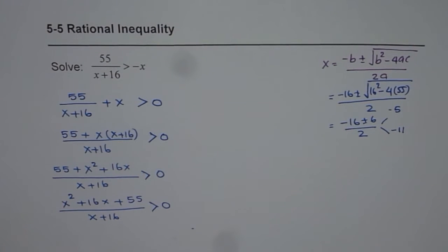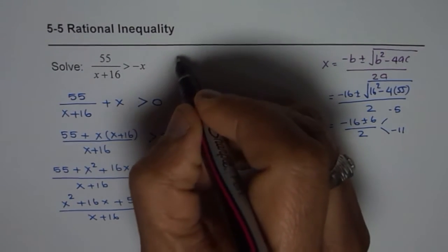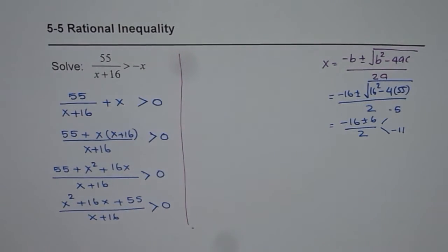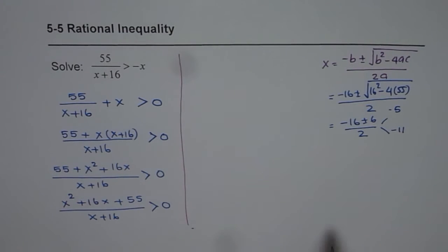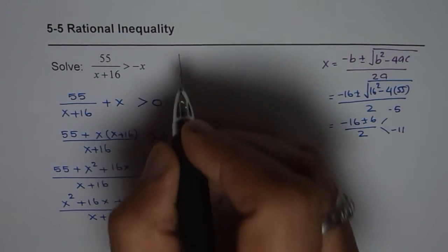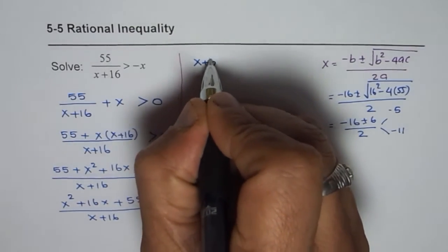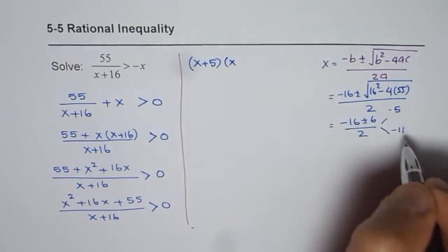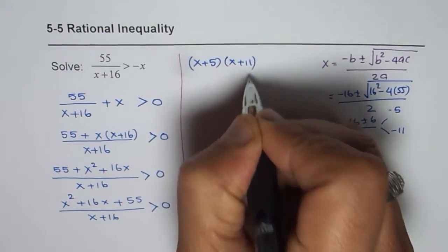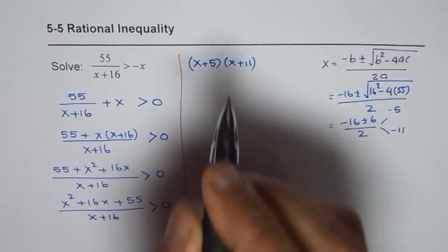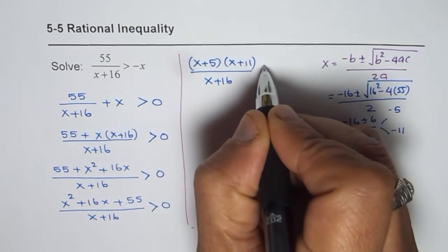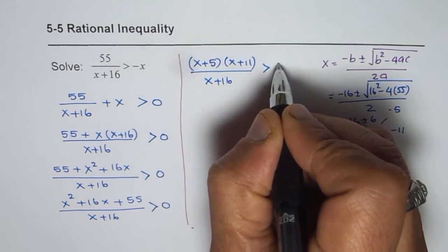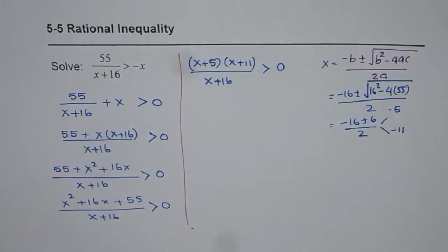Correct? So we can factor the numerator. And let me write down the factored form, so these are the two roots for the quadratic equation. So the factors will be x plus 5 times x plus 11, right? Only then minus 5 will give you 0, minus 11 will give you 0, divided by x plus 16. And we need this rational function to be greater than 0.